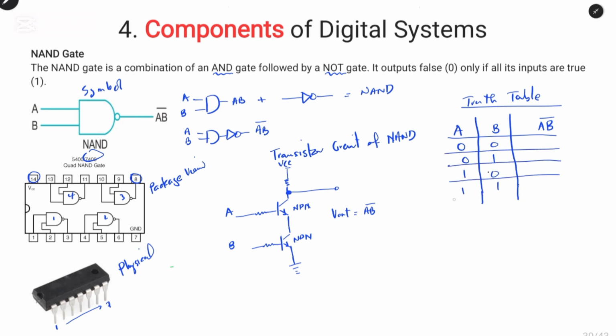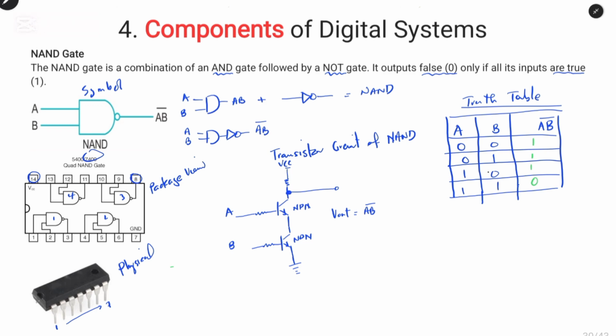Therefore, the output we should get from this, and it is stated that the output is false only if all the inputs are true, else it will be true. So by looking at the definition, we can quickly give the output: it is 0 when both the inputs are true, and for all the other cases it is 1.